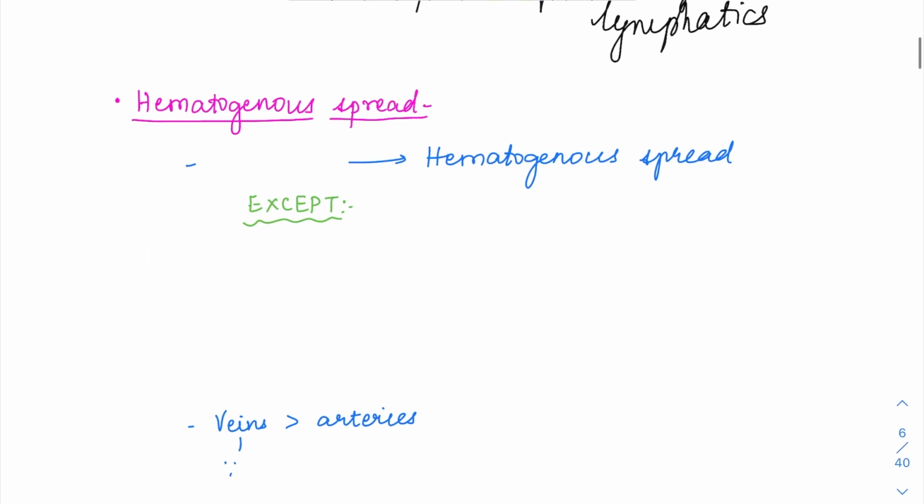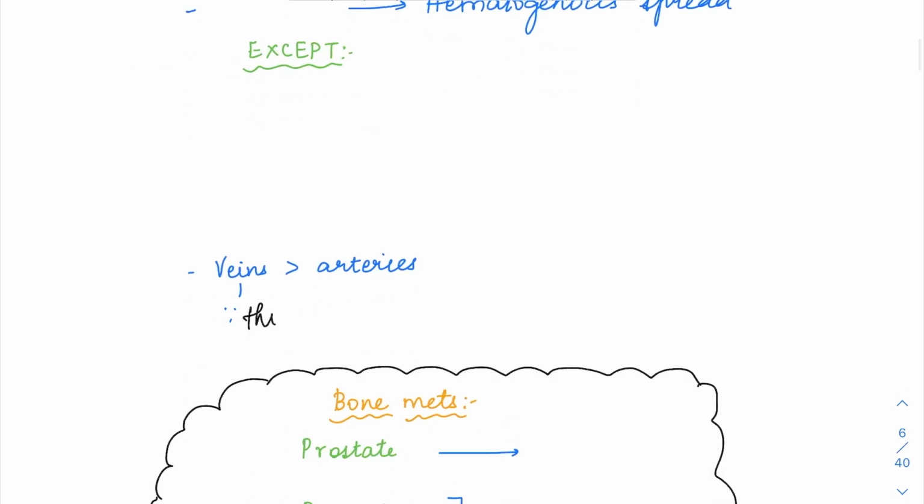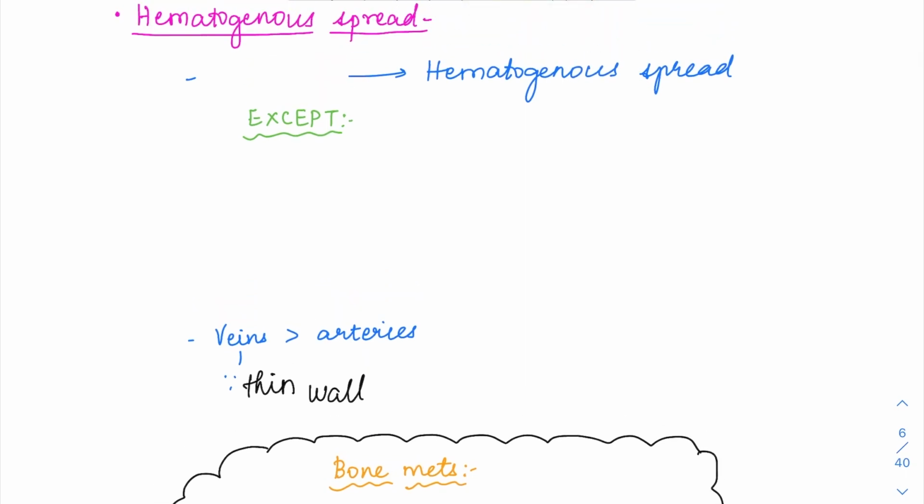The next method of spread of metastasis is hematogenous spread. As the name suggests, it involves the blood vessels. Usually it is the veins which are involved more than the arteries. Why? Because the veins have a very thin wall. Arteries have a very thick muscular wall, right? So veins have a thin wall. Because of that, metastasis can usually happen easily through the veins. In hematogenous spread, usually it is the sarcomas which tend to involve hematogenous spread.